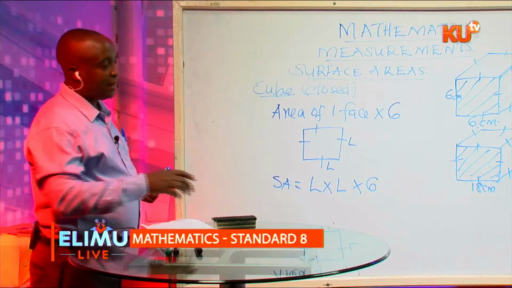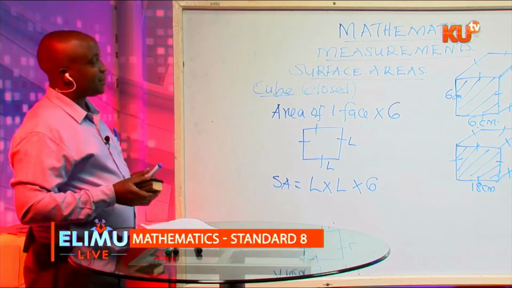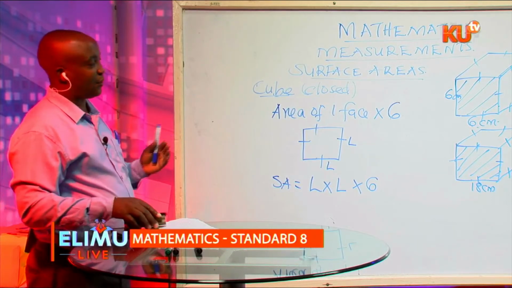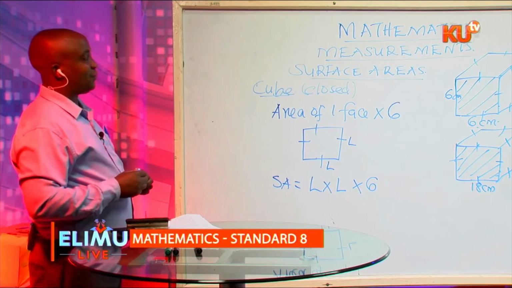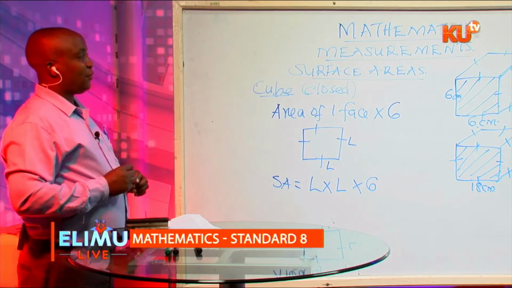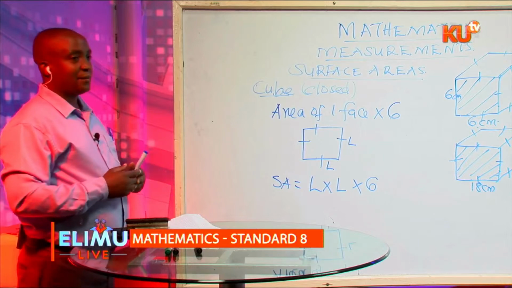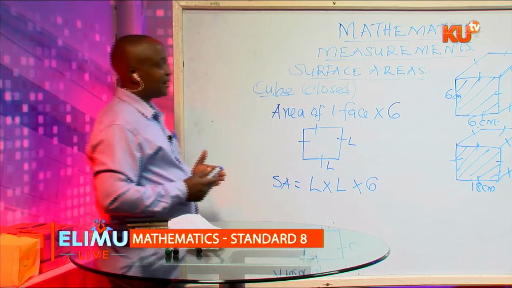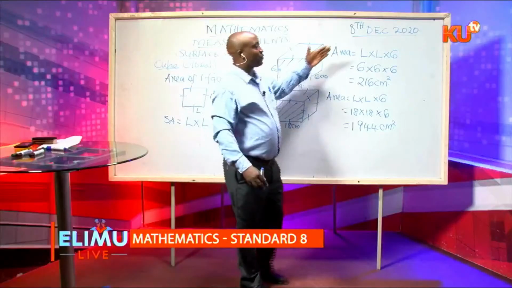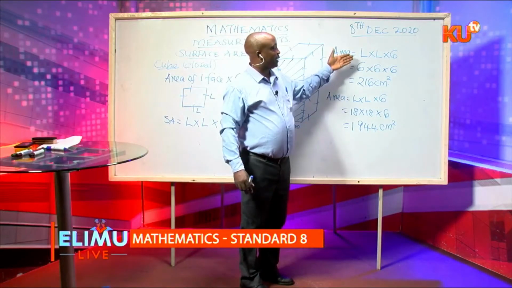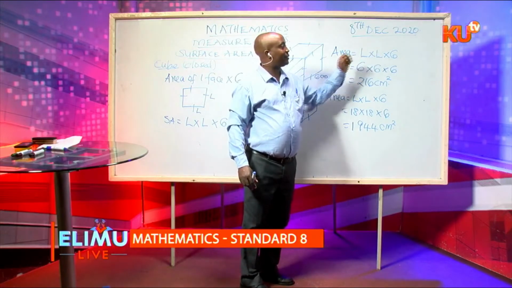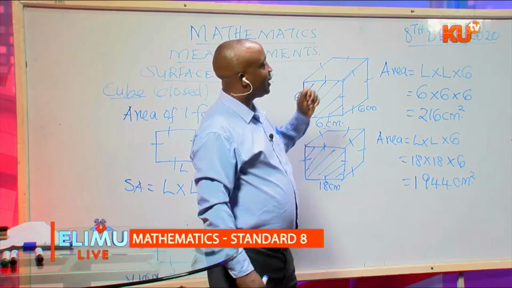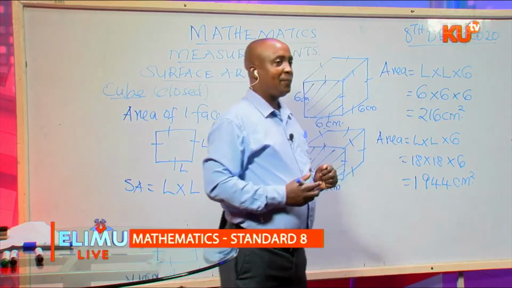Sometimes you may be given the surface area of a closed cube, and then you are asked to find the length of one side. And sometimes you may be asked to get the total length of all the edges. So the first thing is you have to understand how to get the area, and you have seen the area is length squared times 6. That is the length of one edge times the other one, to get the area of one face, then multiply by the number of faces.